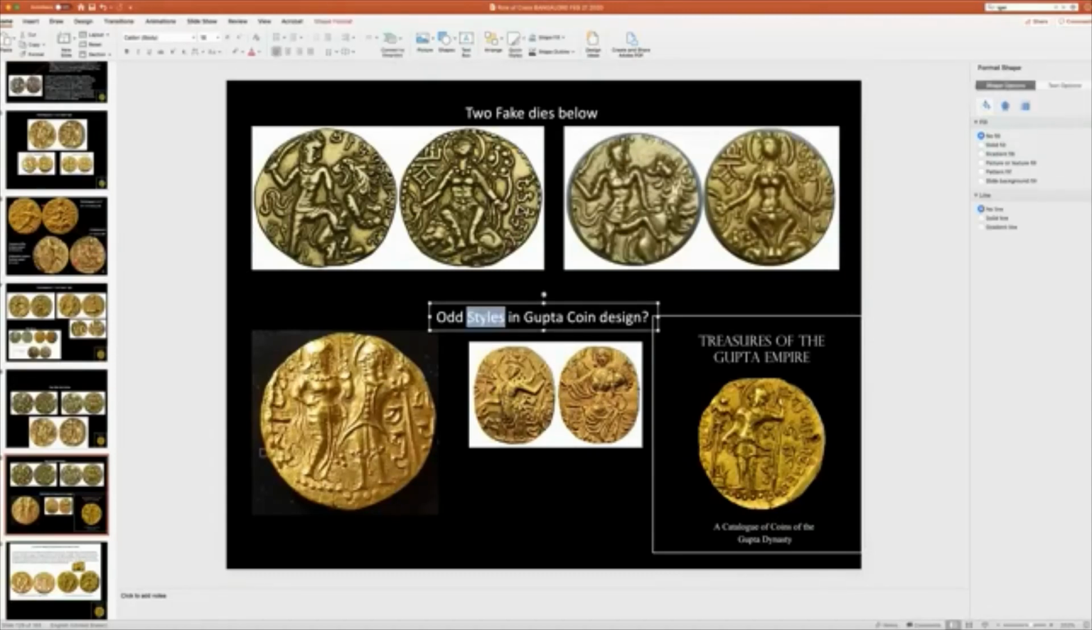इसको change कर देते हैं, इसको करते हैं designs, right? Odd designs and styling.